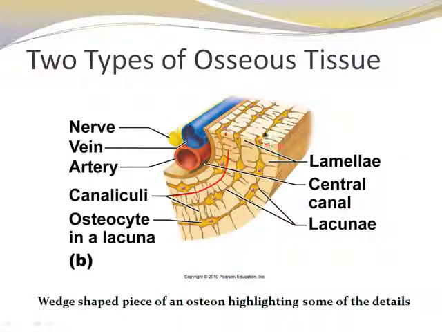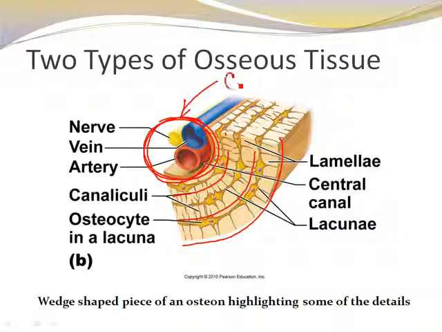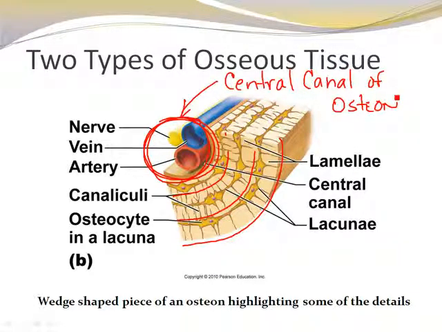So there's one ring, one lamella, here's another one, here's another one. And they're all moving outward from an open center, a little canal in the middle. That's called the central canal. That central canal has a vein in it, it has an artery in it, it has a nerve in it. All of those things are necessary to supply the cells that are hanging out in that bony matrix in these lamellae. Okay, I'm going to erase those.